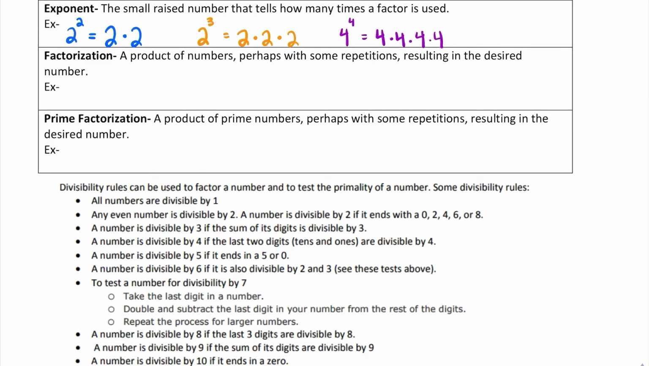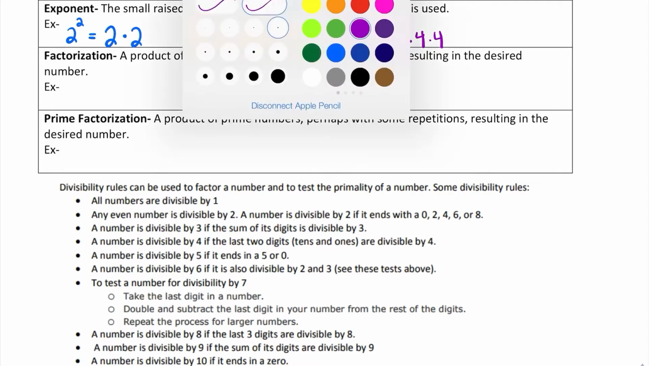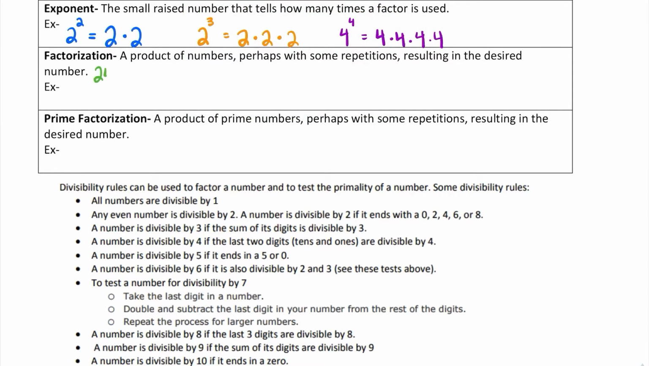Next, we're going to look at this thing called factorization. This is a product of numbers, perhaps with some repetitions, resulting in the desired number. So let's take one of my favorite numbers, 24. It appeared in a lot of my previous notes. I can write that as 1 times 24. We know this is equal to 24. This multiplication problem that I just did, that's what we call a factorization. But I can write multiple factorizations here.